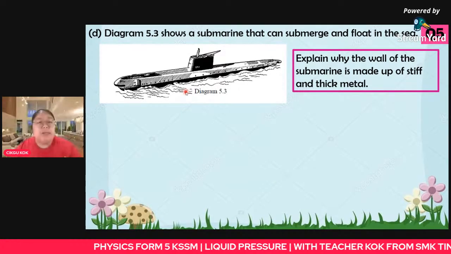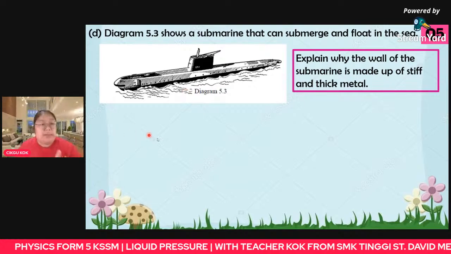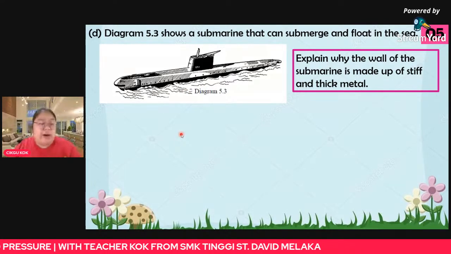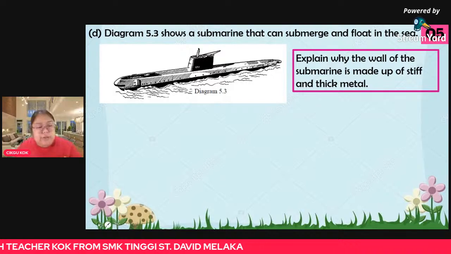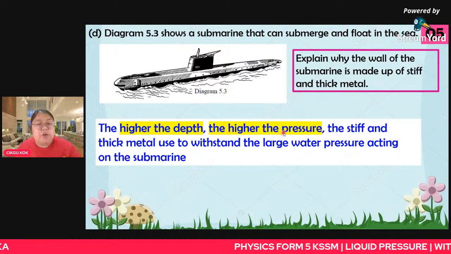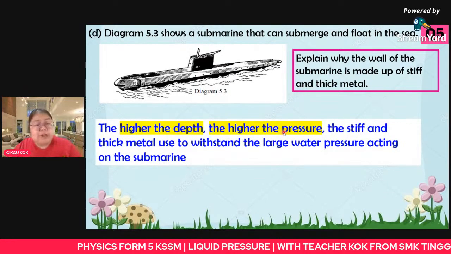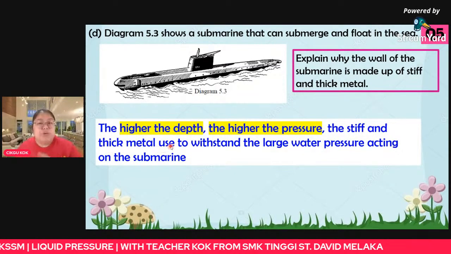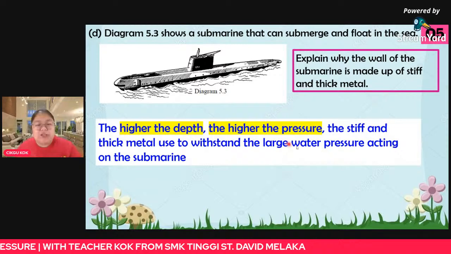Okay, so this is how to explain. Let's see point by point. You can write in point form. You don't need to write in paragraphs for physics. So the first one: the higher the depth, the higher the pressure. This is 1 mark already, because you mention the depth and also the pressure. After that, the stiff and thick metal is used. Reason? To withstand the large water pressure.